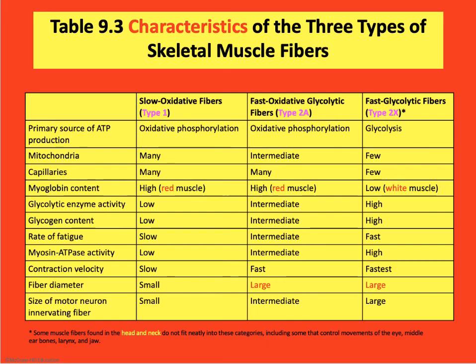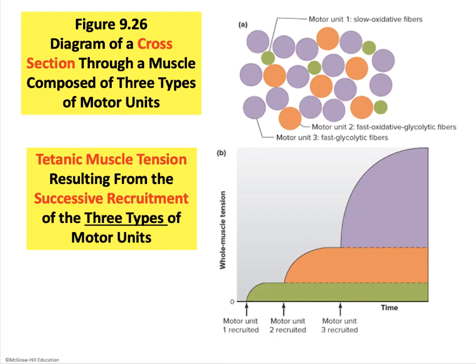Table 9.3 does a great job of comparing and contrasting the three types of muscle fiber found in human beings. Students are highly encouraged to spend some time looking over and learning the characteristics of the various muscle fibers. Figure 9.26 relays the association between motor units and the type of muscle fiber.